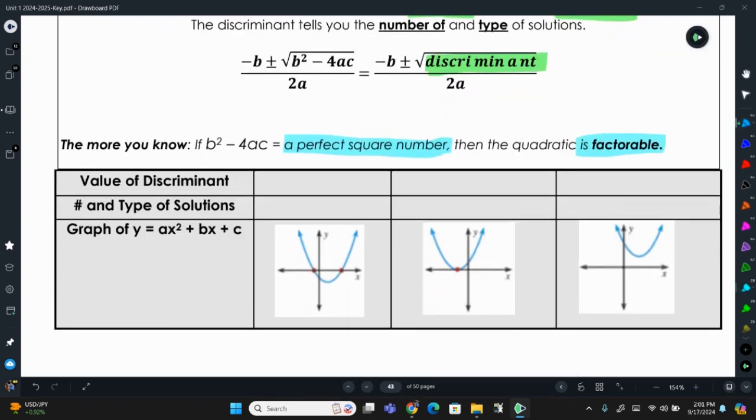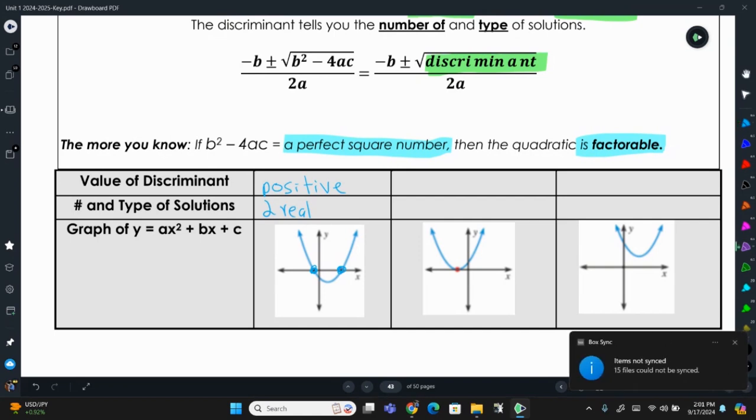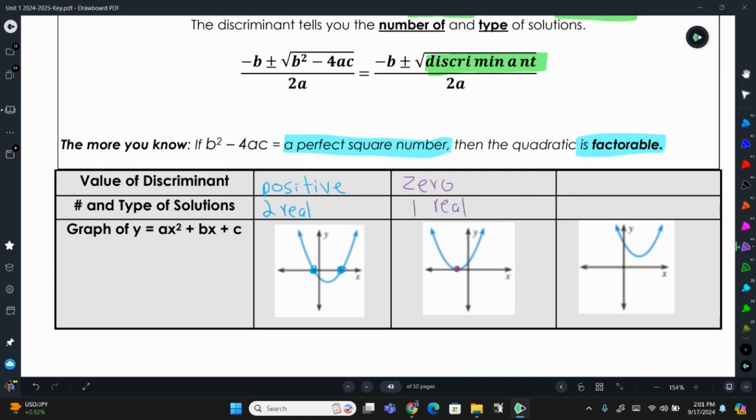So if the value of the discriminant is positive, that means we have two real solutions, and our graph would touch the x-axis twice. If the value of the discriminant is exactly 0, there is one real solution, and we have our quadratic whose vertex is on the x-axis. It only touches once.